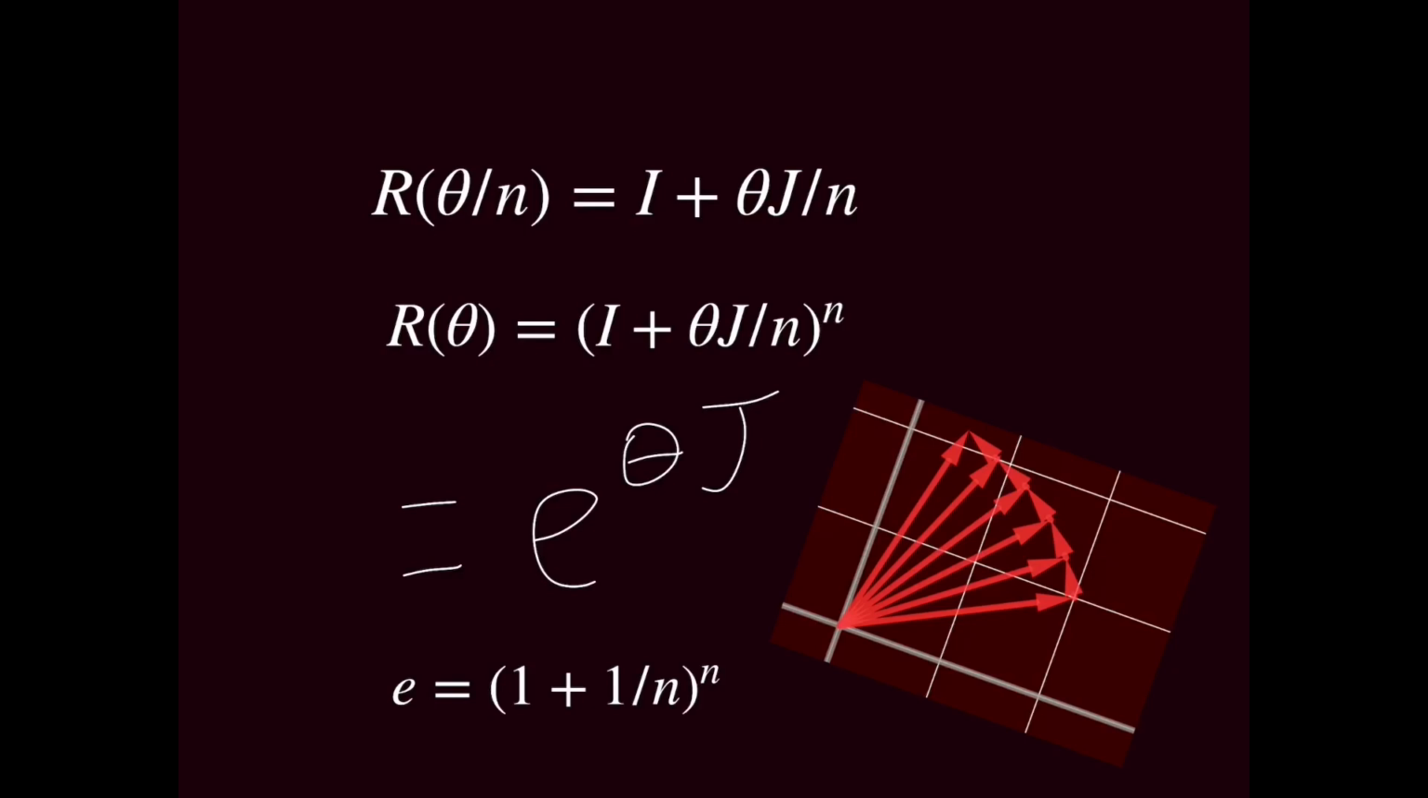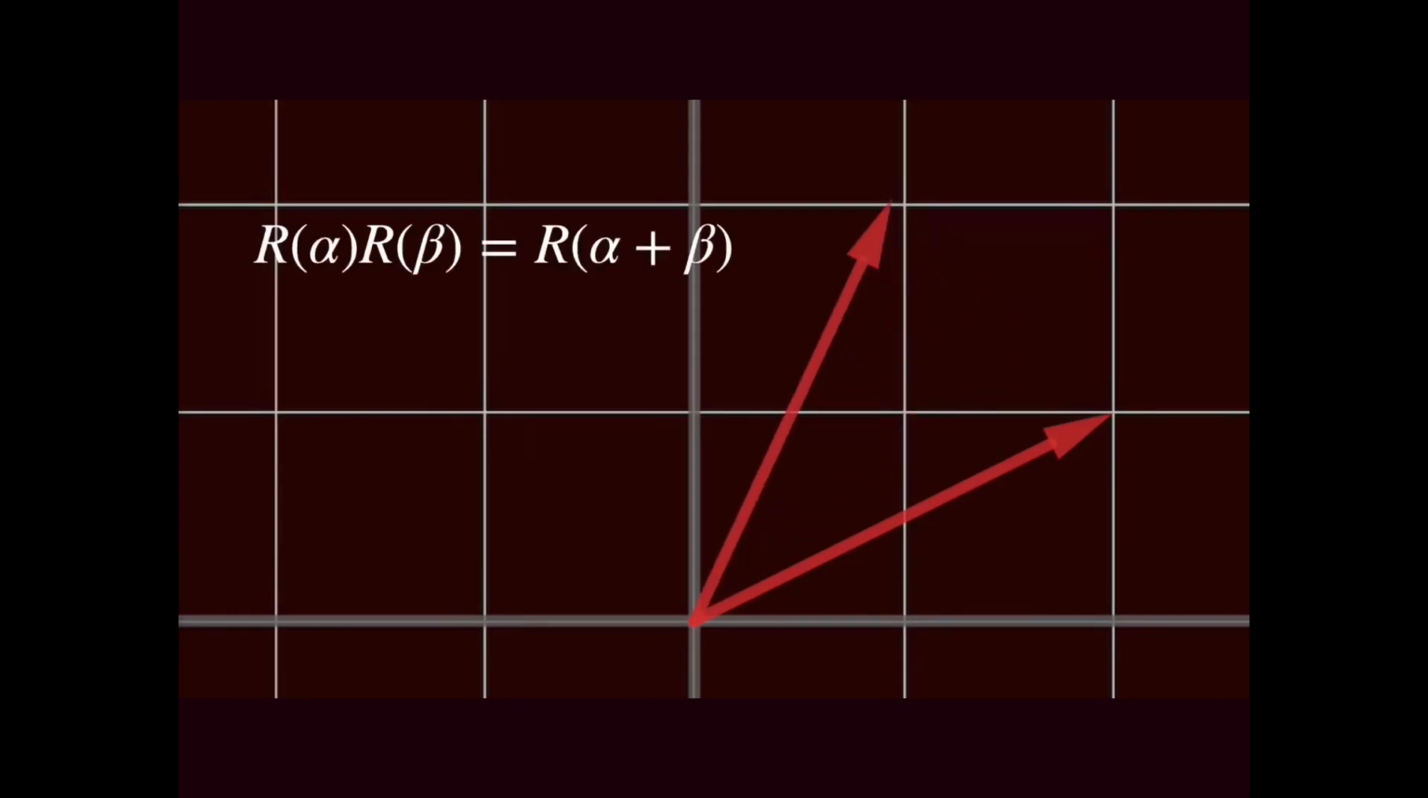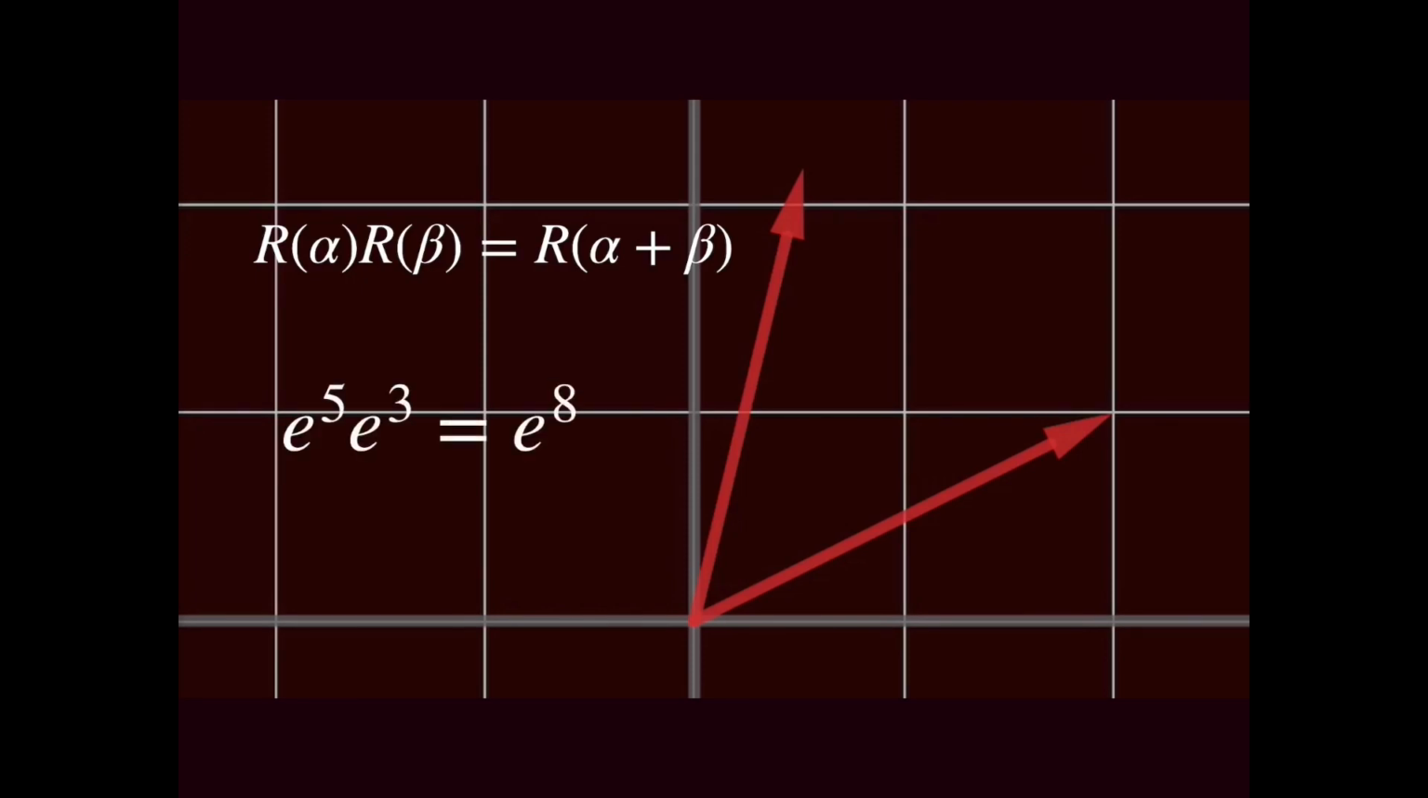Like e is that number and you can see the similarities. But wait, to actually calculate this, you would expand r of theta, and as n goes to infinity, you'd be left with the power series expansion of e raised to theta j. You have to understand though how this is actually obvious. A rotation matrix by alpha times a rotation matrix by beta is a rotation of alpha plus beta degrees, which is just like the exponent property. And now we know that rotations are exponents.